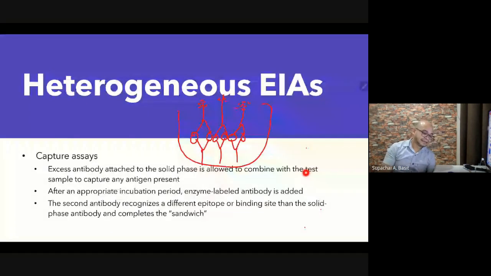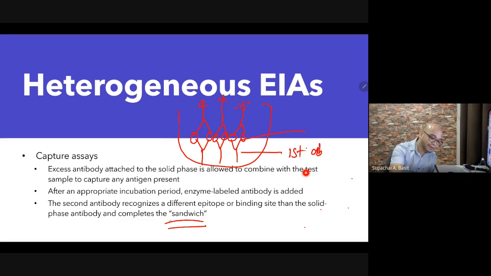The second antibody recognizes a different epitope or binding site than the solid phase antibody, and now we have completed the sandwich. So this is now a sandwich phenomenon. Why sandwich? Because you have the first antibody, the antigen, and then the second antibody. So two antibodies sandwich an antigen. That's the reason why it's called the sandwich phenomenon.